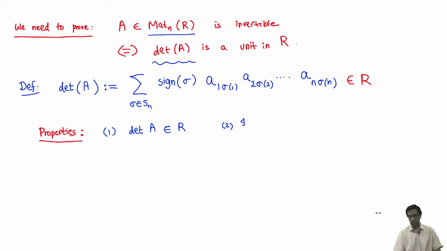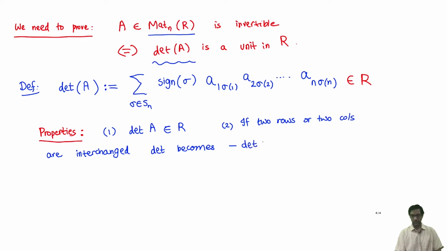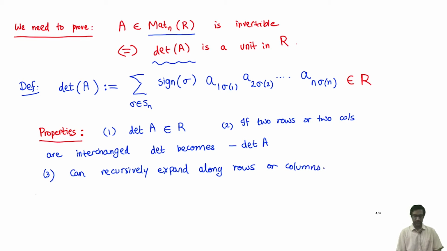Second property, if two rows or two columns are interchanged, the value becomes negative, minus of the original determinant. Okay, that's the second property. Property 3, I can do this recursive expansion along rows or columns, can recursively expand. So this is just the usual way in which we compute it. And that's just another way of saying that it's the same definition.